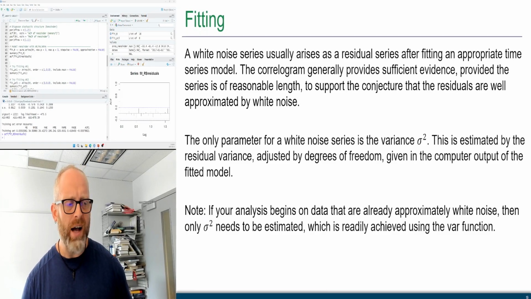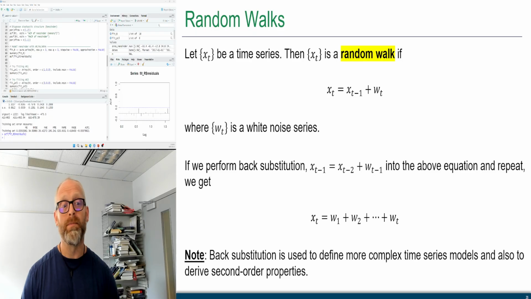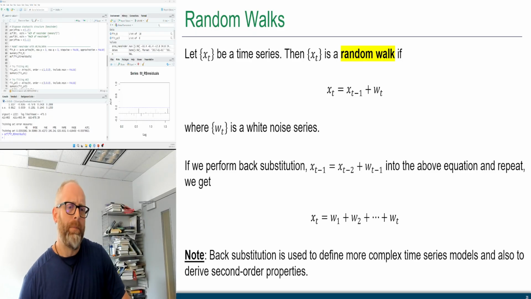So let's talk about specific models. All right, so x sub t is going to be a time series. X sub t is a random walk if the following property holds true.